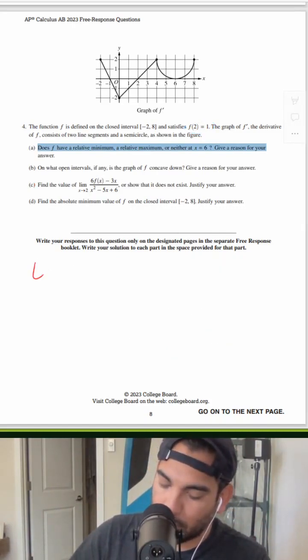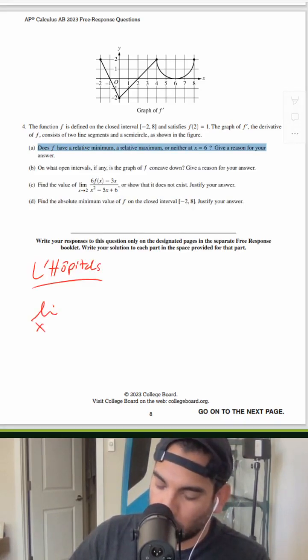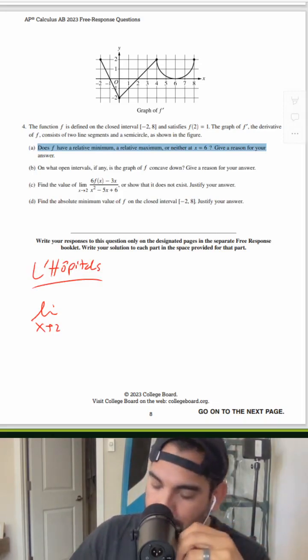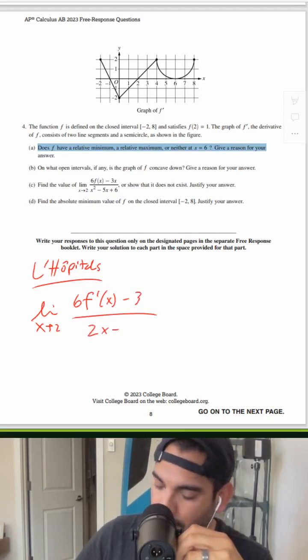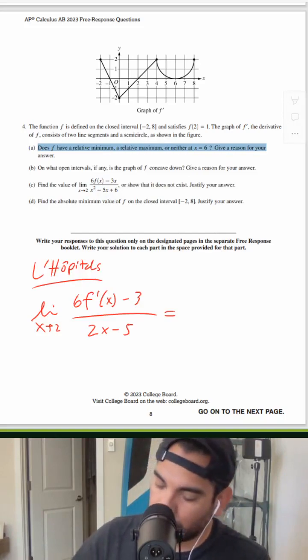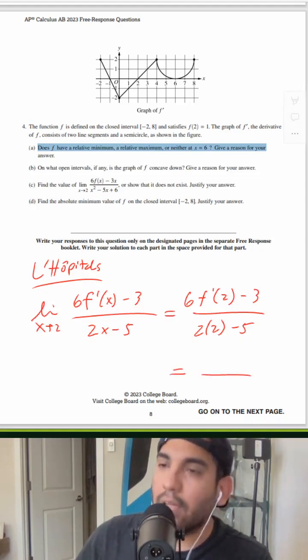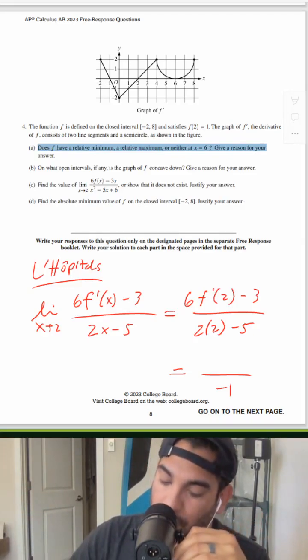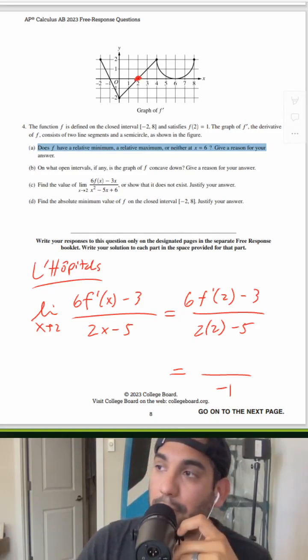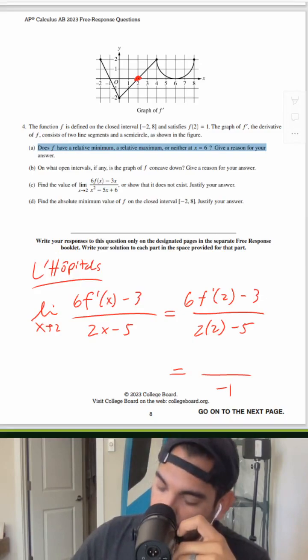Okay, so like I said, we're going to apply L'Hopital's, the hospital rule. Let's go. So we're going to go ahead and take the derivative of the top, and that's going to be 6f prime of x minus 3 over 2x minus 5. And now we're going to go ahead and plug in the 2 again. 6f prime of 2 minus 3 over 2 times 2 minus 5. All right, on the bottom, I'm just going to have 4 minus 5. That's negative 1. On the top, 6 times f prime of 2. We can find f prime of 2. We just have to go to our graph. And f prime of 2 is 0. I circled that in red there. So I have 0 minus 3 over negative 1. So the answer is just 3.